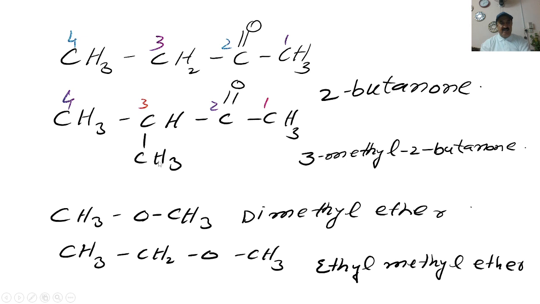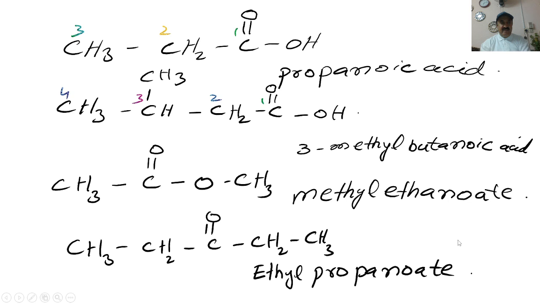Here CH3, CH, CH3, C double bond O, CH3. We will do numbering from this end because it is closer to this functional group. So at carbon 3 there is a methyl attached, and at carbon 2 there is the carbonyl, the functional group. So 3-methyl-2-butanone will be its name. Here CH3 O CH3, this is an example of an ether. Here 2 methyl groups are attached, so dimethyl ether. CH3 CH2 O CH3, this is ethyl methyl ether.